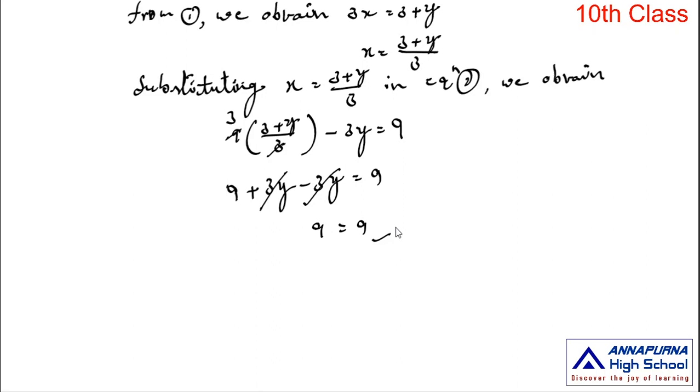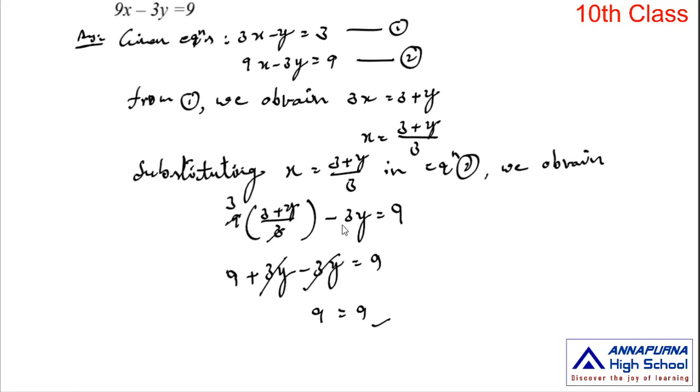Then where is the variable value? Actually, when you complete this step, we get one variable value for the pair of equations, but here where is that variable value? Here 9 is equal to 9. This is a true statement. This is true for all real values. Okay, so what is the problem?